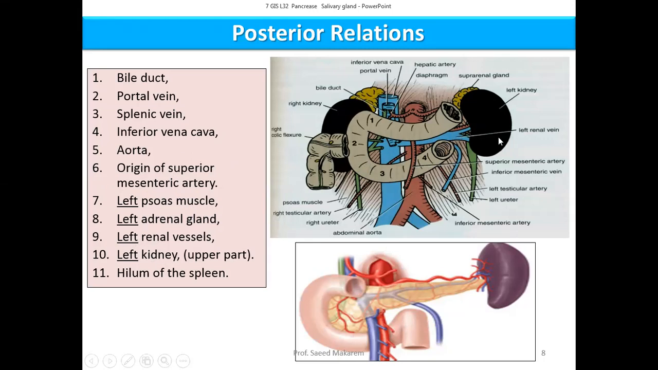Then the left kidney also, because it is more towards the left side, so it is more related to these organs than the right. Then the hilum of the spleen also. If you see here, the spleen. So the hilum of the spleen, which is just behind the tail of the pancreas. So all these are structures which are posterior to the pancreas. These are the posterior structures. Okay, so these form the bed for the pancreas.